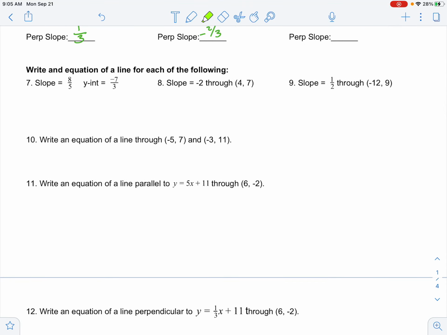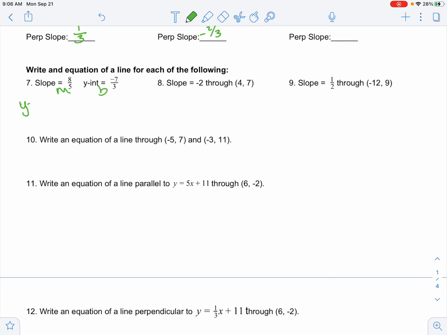All right, writing equations of lines. For this one, you're either given y equals mx plus b, slope intercept form, or point slope form. If you're given the slope and the intercept, use y equals mx plus b. If you're given a point and a slope, use point slope form, okay? So number 7 gives us slope, that's an m, and y-intercept, which is our b.